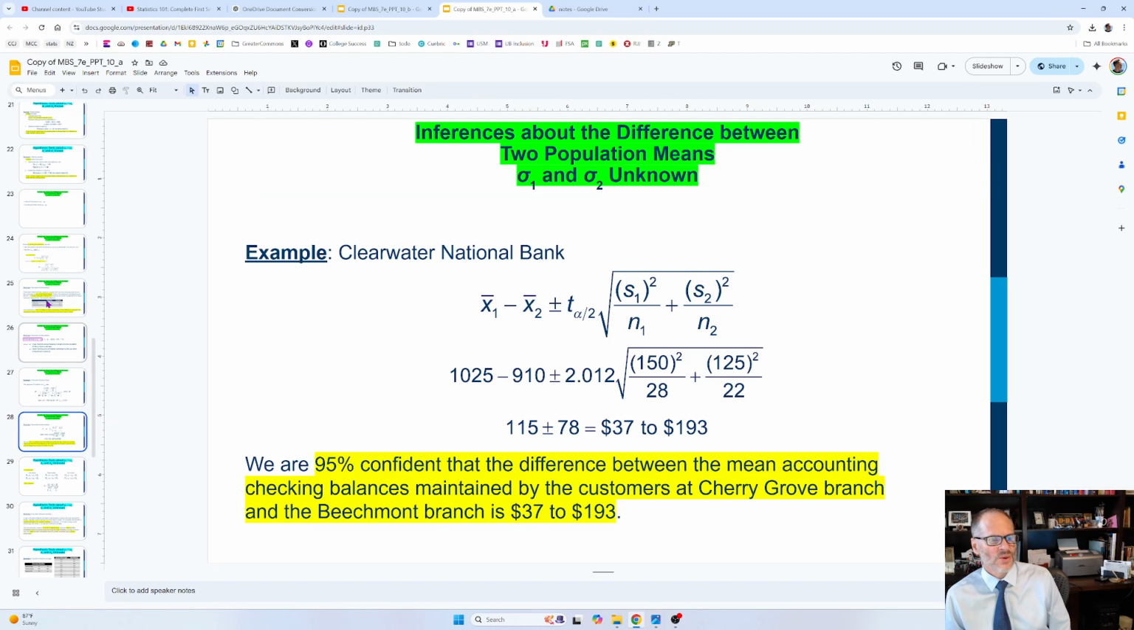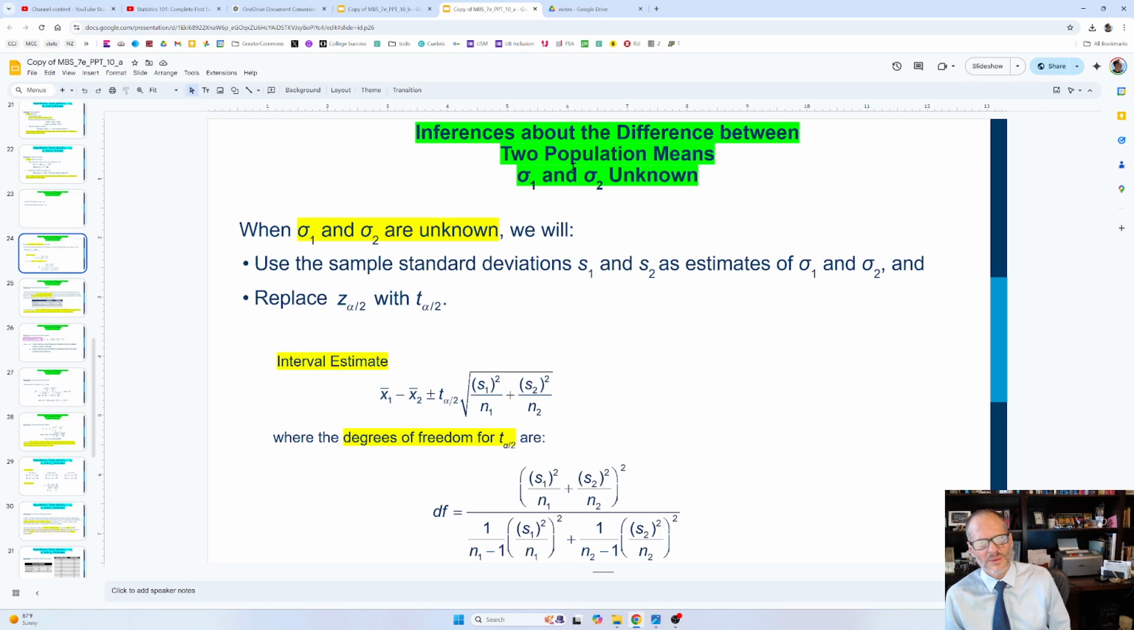So here's the tool, and here are the formulas for dealing with this situation.